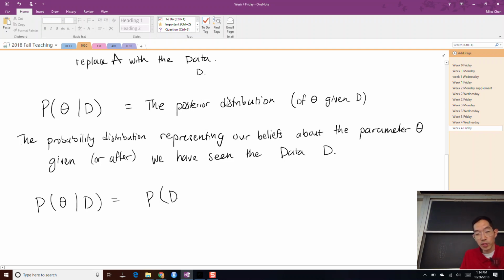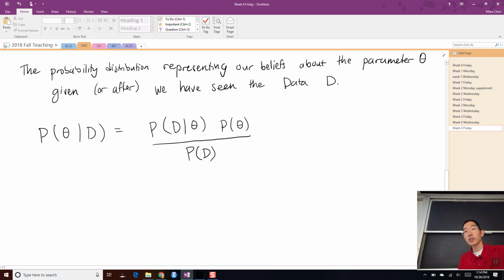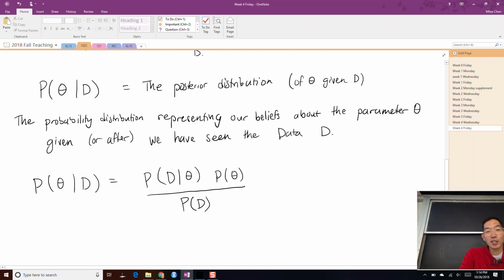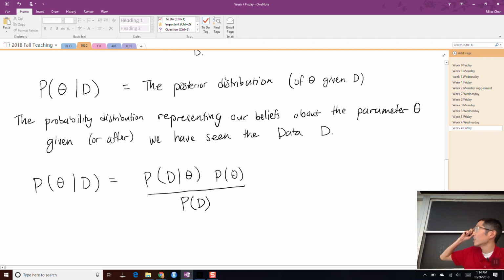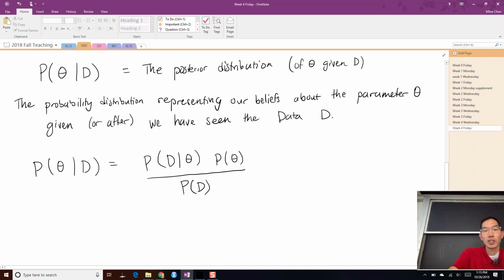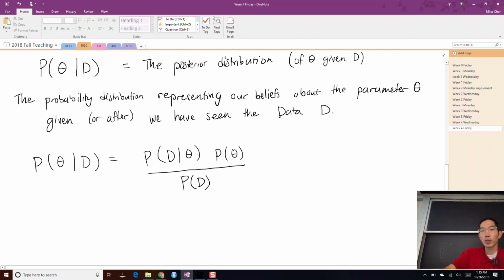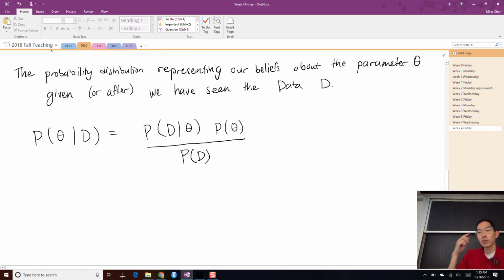using Bayes' rule, it would be D given theta times probability of theta divided by probability of data. Okay, so I'm just using Bayes' rule, and I'm just replacing the A's with the D's and the B's with the thetas or whatever. We're just doing some letter swapping here. And I said probability of theta given data is the posterior distribution, and it's the probability distribution representing our beliefs about the parameter theta after we have seen the data D, and that's why we call it the posterior. Okay, so let me just kind of break down each of these components.